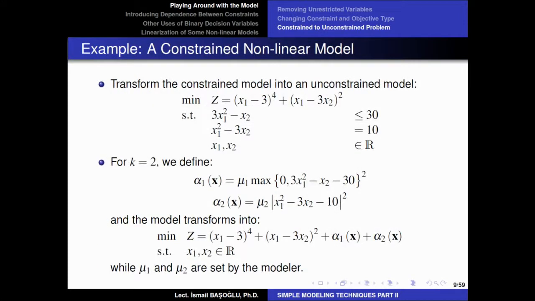Now let's see how we can transform a nonlinear programming model from a constrained model to an unconstrained model by using the understanding that we have learned on the previous page. So our model is this. We have two decision variables, x1 and x2.